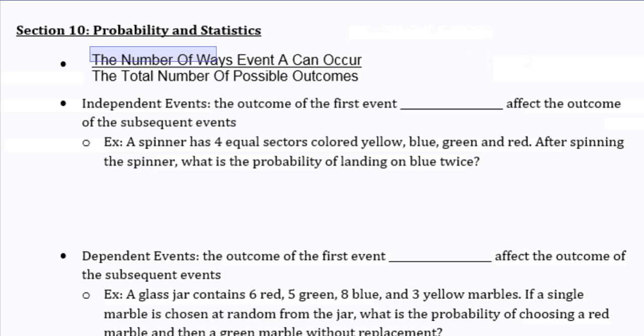The basic formula for probability to calculate it is the number of ways an event can occur over the total number of possible outcomes. So to give an example of an event that we might try to find the probability of, we talk about rolling an even number on a die.